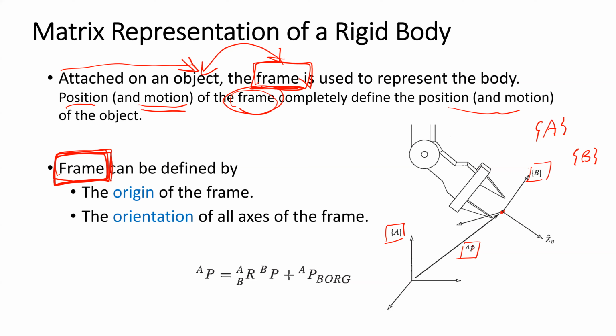This means the position vector with respect to the frame A. With respect to the frame A means considered in the X, Y, Z components of A. To give the description of the frame B, the first thing we need to know is the position of the frame B origin with respect to frame A.